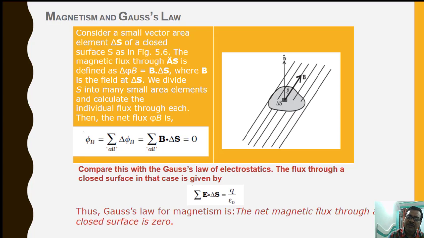One more thing, if a bar magnet or magnetic dipole is present in this condition, if we consider north pole as a positive magnetic strength and south pole as a negative, then total effect is what, 0. So no magnetic flux through any closed surface. So Gauss law for magnetism is the net magnetic flux through any closed surface is 0.